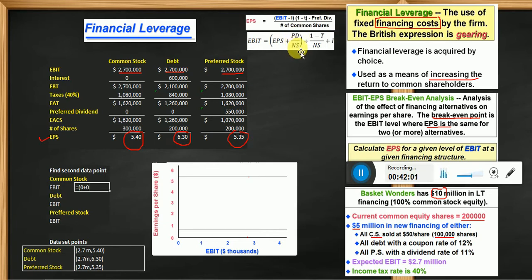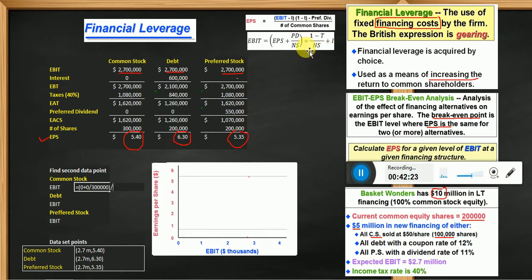Then divide by number of stock. So how many shares do we have in the common share? That is 300,000, sorry, 300,000 shares. Okay, this is the first portion, and then divide. Divided by what? By 1 minus t.